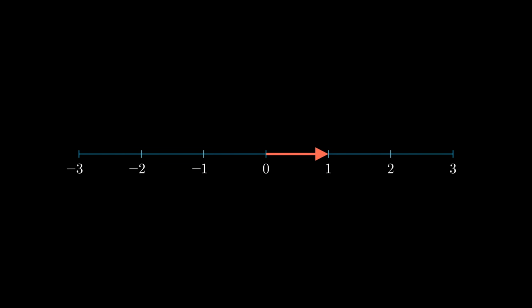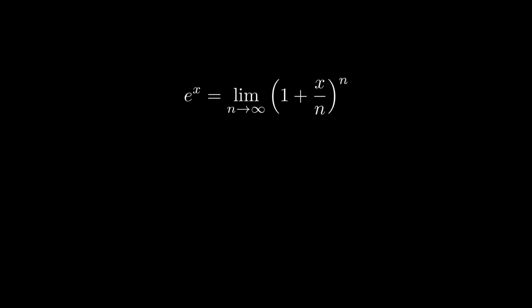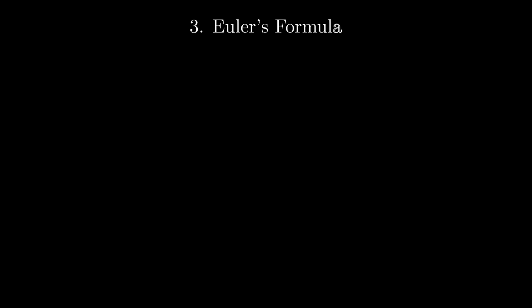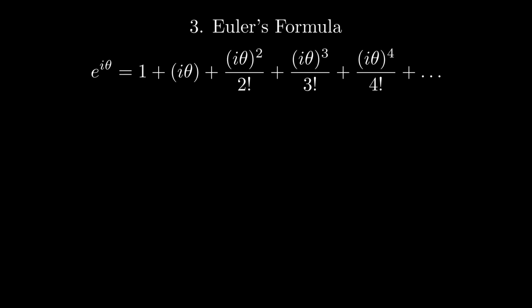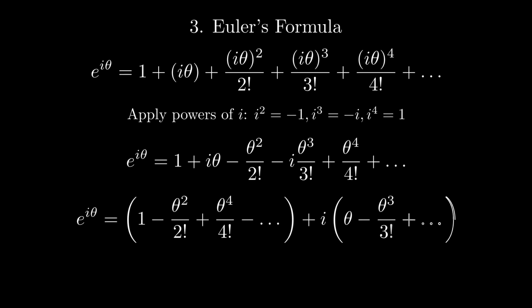Now we have a number z, which is equal to e to the power x. We multiply z with i, it turns by 90 degrees, meaning e to the power x is also multiplied with i. So what is the rate of change? It's i itself, which gives us e to the power ix. Now let's expand our formula. Over here x is replaced with theta, and now by seeing the behavior of i in even powers, we get our formula split in two parts. The real part is cos and the imaginary part is sine.